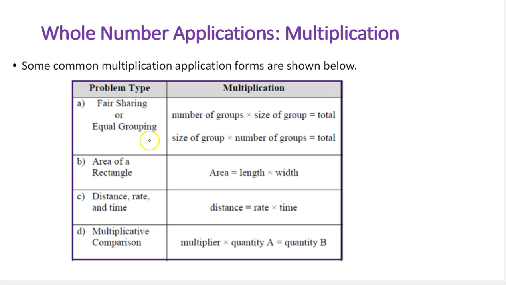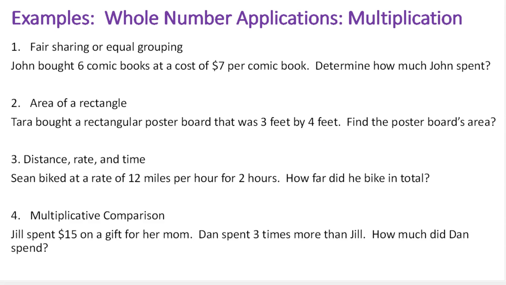We have fair sharing or equal grouping: number of groups times the size of the group, in either order, equals the total. The area of a rectangle, so we'll multiply the length times the width. Distance, rate, and time are related via multiplication, in that distance equals your rate or your speed times time. And a multiplicative comparison, when one quantity is some multiplier, maybe 5 times as large as another. So let's just look at these applications so you can identify them. You don't necessarily need to know the names, but you need to recognize their form.